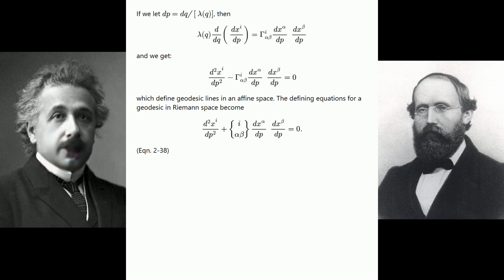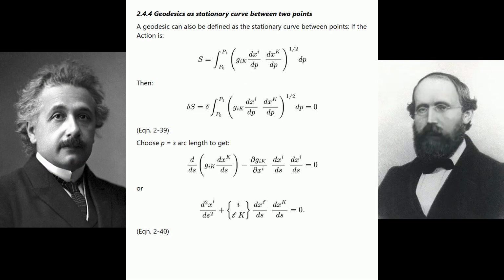The defining equations for a geodesic in Riemann space become see equation 2-38. 2.4.4 Geodesics as stationary curve between two points. A geodesic can also be defined as the stationary curve between points, if the action is, see the next equation. Then, see equation 2-39. Choose p equal to s, arc length, to get, see the next equation. Or, see equation 2-40.